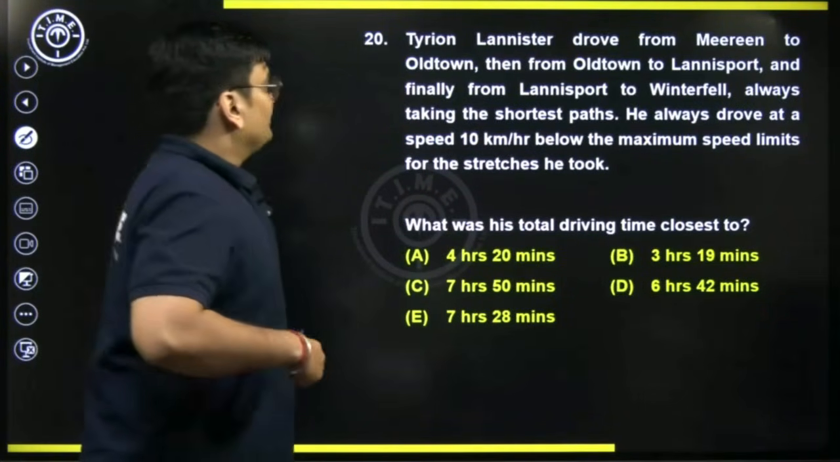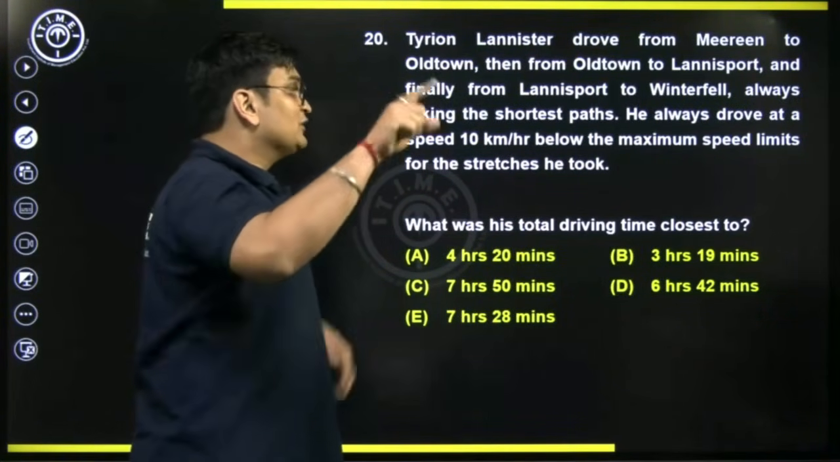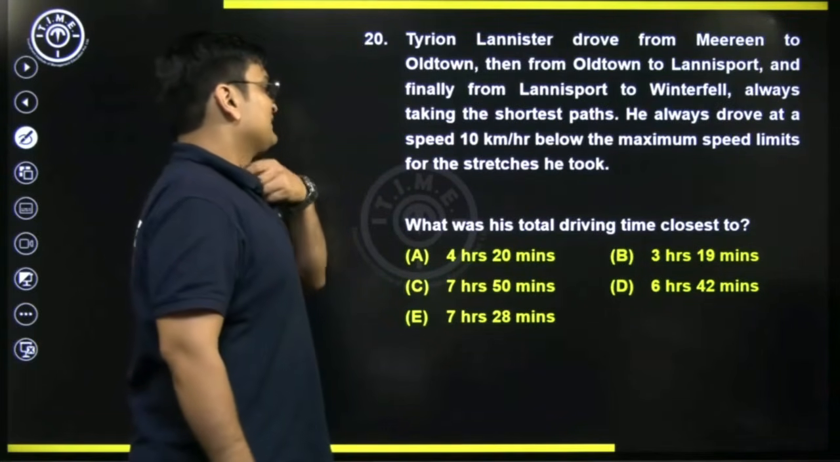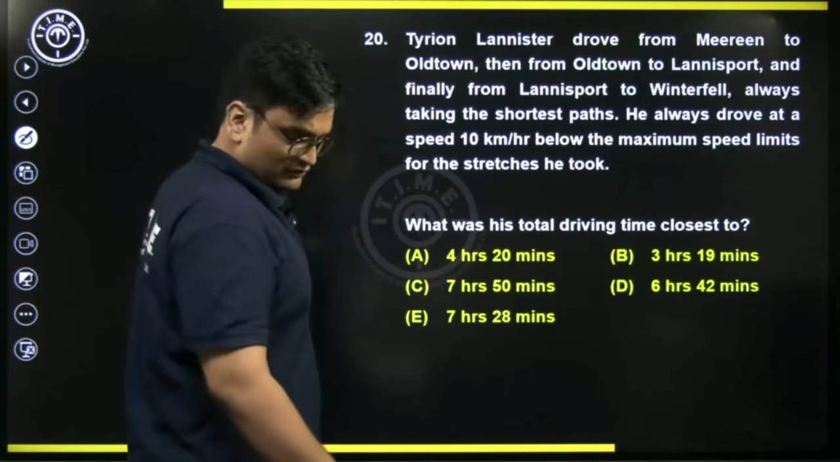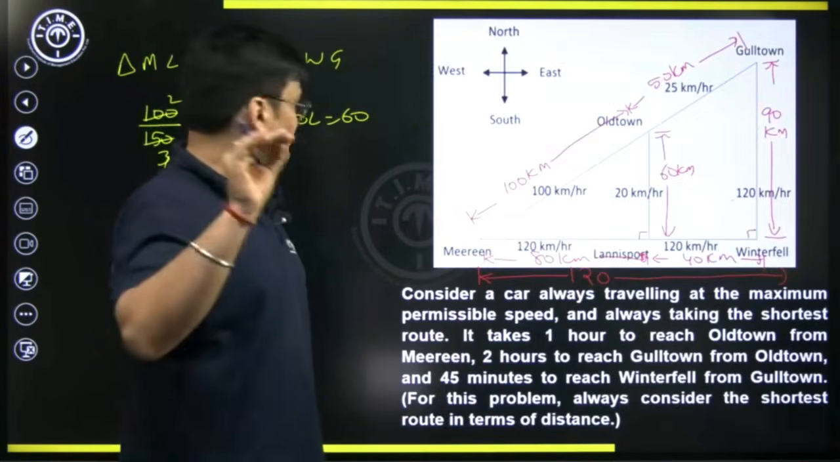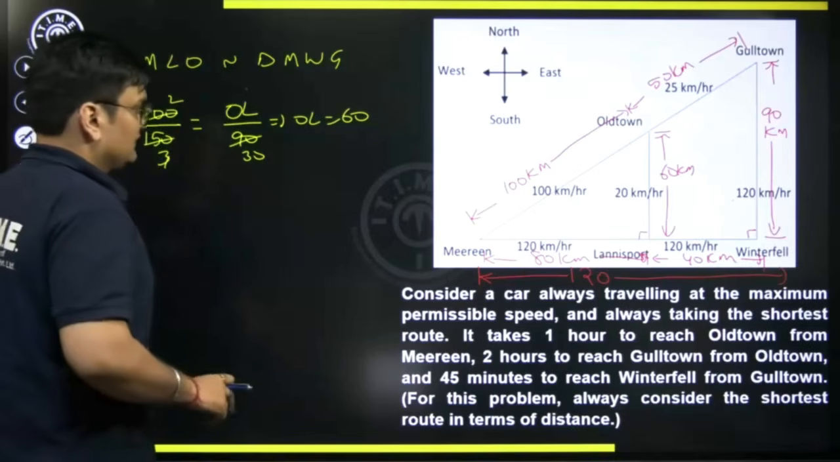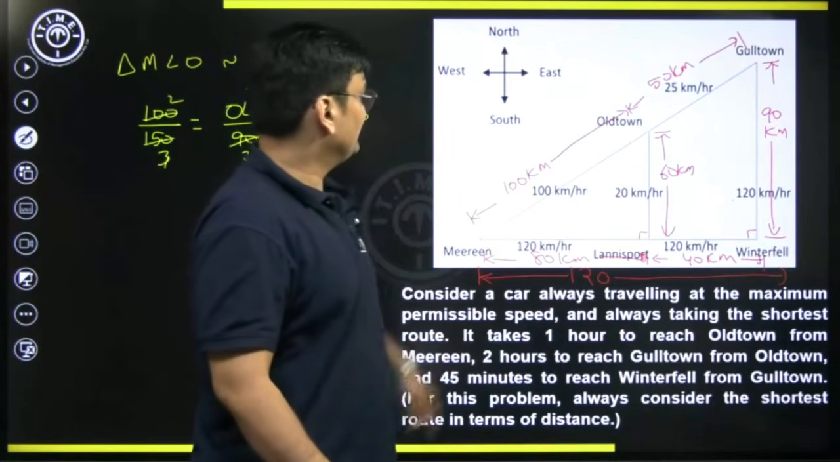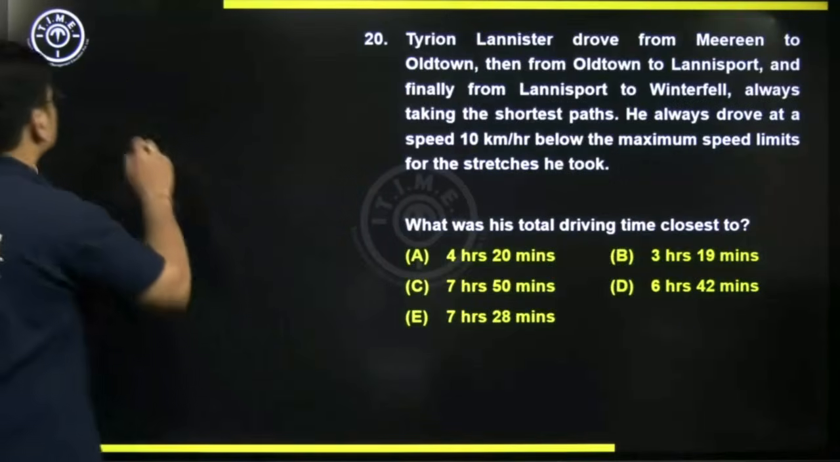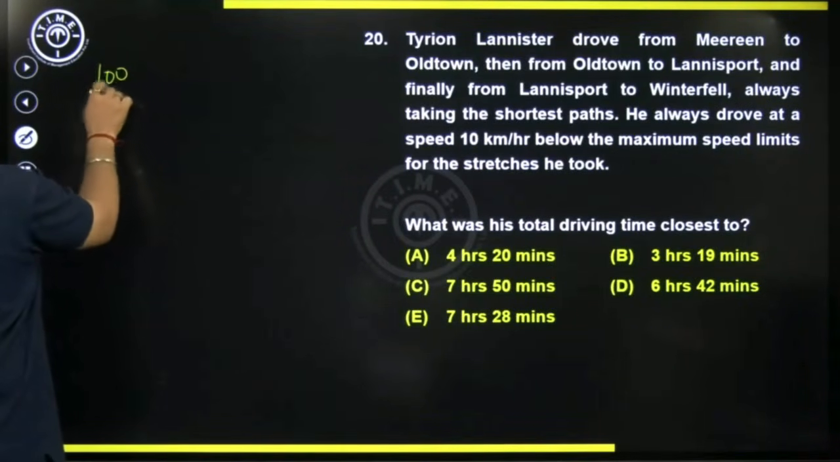He always drove at speed of 10 kmph below the maximum permissible limits for the stretch he took. What was his total driving time closest to? 10 kmph less always, alright. Now please note, so that means for the first 100 kilometers, he will be travelling at 90 kmph, so time taken, distance by speed.